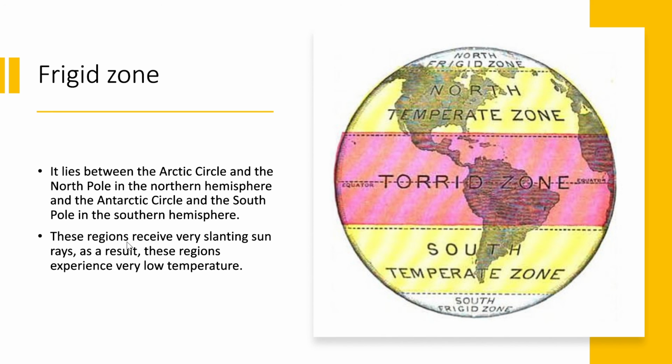These regions receive very slanting sun rays. As a result, these regions experience very low temperature. They get very little sun rays, and the sun hardly rises above the horizon. As a result, these regions experience very low temperature.